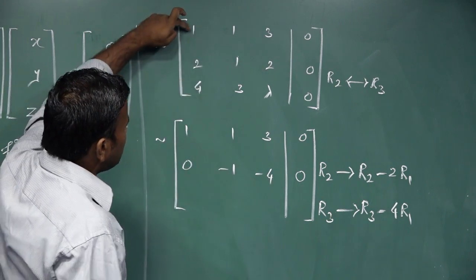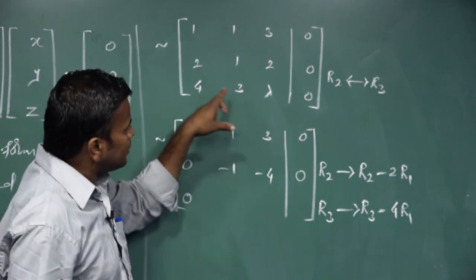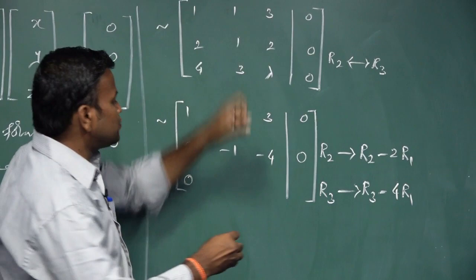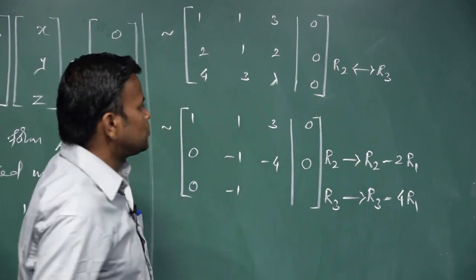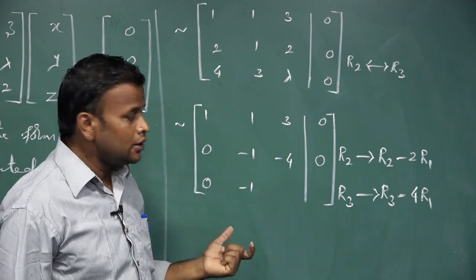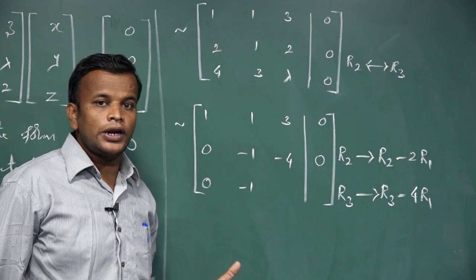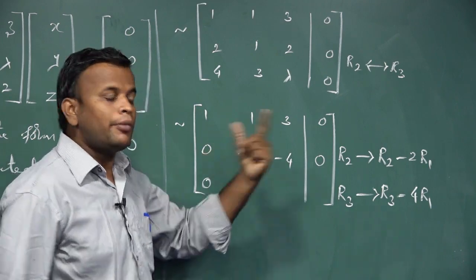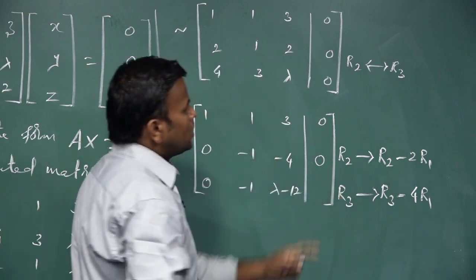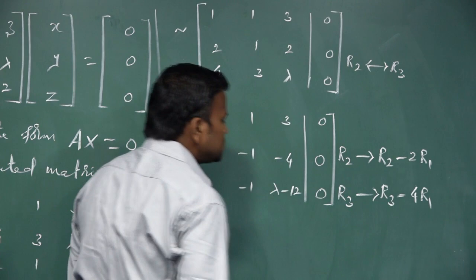So 4 minus 4 ones are 4. 4 minus 4 is 0. 3 minus 4 ones are minus 4. 3 minus 4 again is minus 1. But this is lambda. Okay, lambda minus 4 times R1. Minus 4 3s are 12. So lambda minus 12 is lambda minus 12. These two values are 0, so you write it as 0.